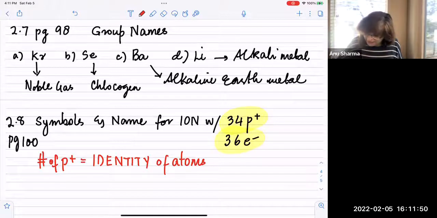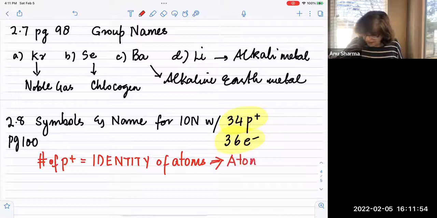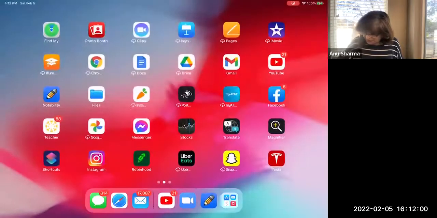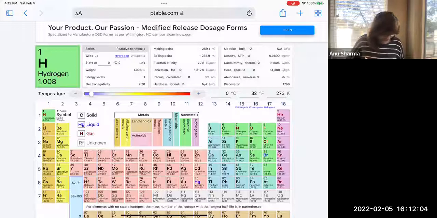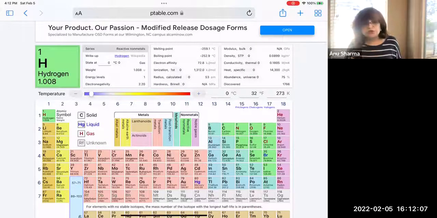So how will you get that information? You are going to look at the atomic number in the periodic table. So let's look at the periodic table. We have to look for the atom that contains 34 protons, or in other words, the one whose atomic number is 34. You know all these are arranged in increasing order of atomic number, which is the good part of the periodic table.